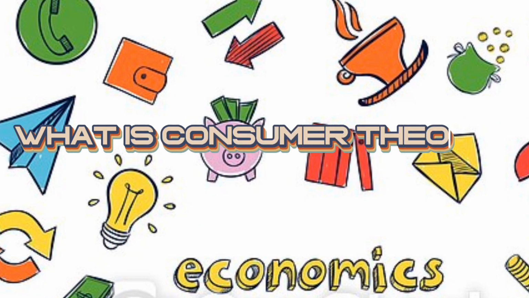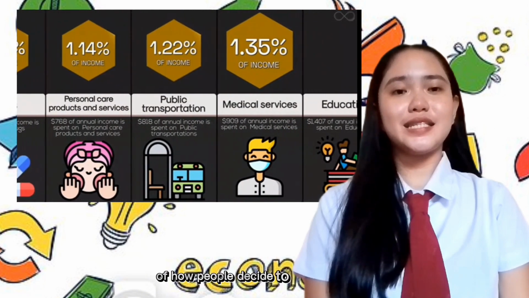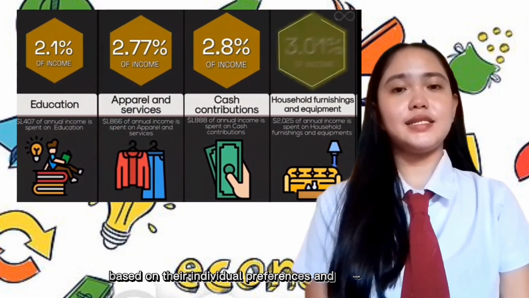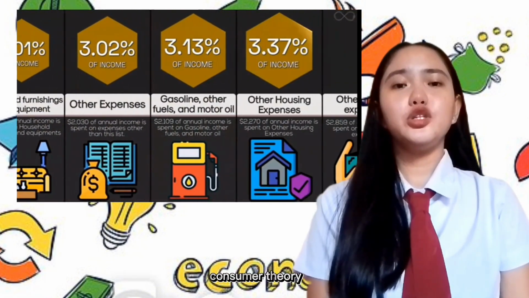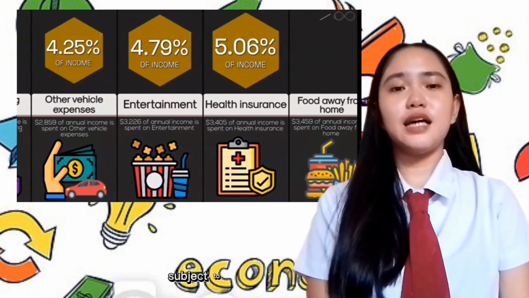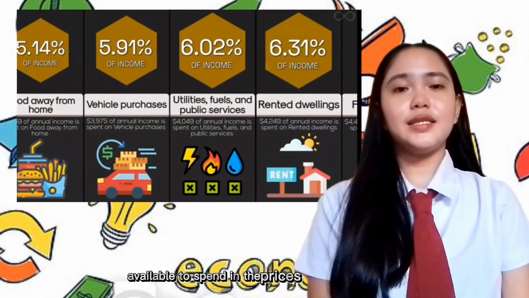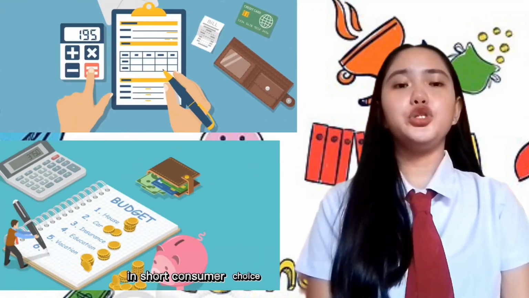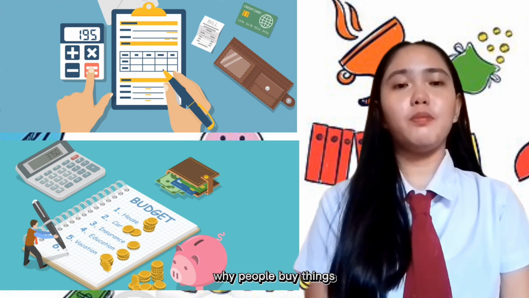What is consumer theory? Consumer theory is the study of how people decide to spend their money based on their individual preferences and budget constraints. A branch of microeconomics, consumer theory shows how individuals make choices subject to how much income they have available to spend and the prices of goods and services. In short, consumer choice theory is a hypothesis about why people buy things.